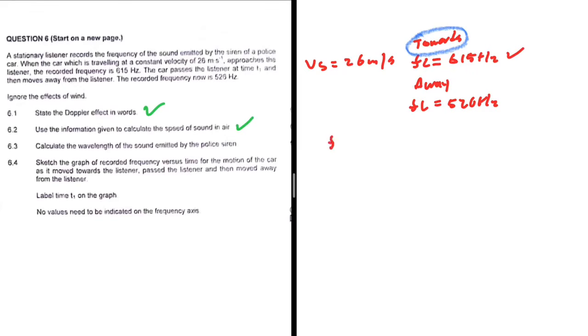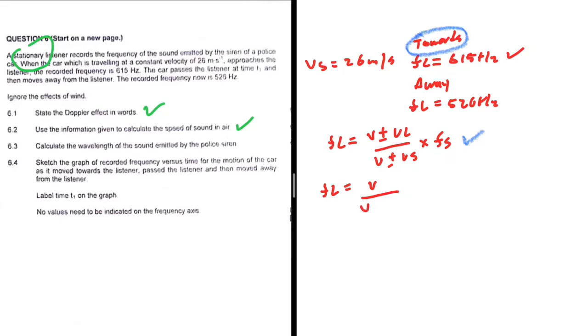So we're going to have Fl equals (V plus or minus VL) divided by (V plus or minus Vs) multiplied by Fs. This is the formula as it is before we do any modification. You get a mark for the formula. Now we can modify it. Fl is equal to V, for a stationary listener. So the listener is stationary, so we just have V divided by V plus or minus Vs.